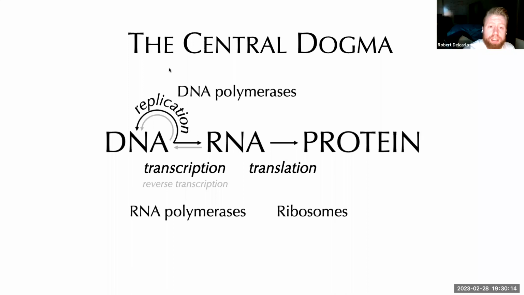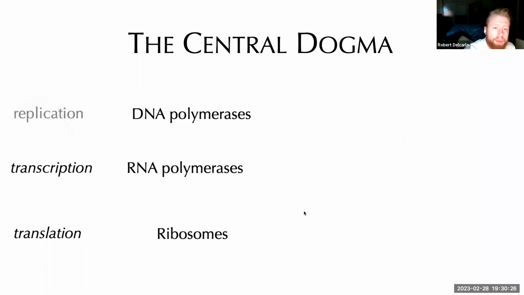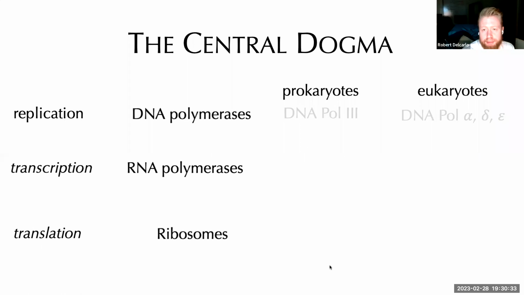These are all carried out by enzymes. Replication is carried out by DNA polymerases. Transcription is carried out by RNA polymerases, and translation is carried out by ribosomes, which are essentially amino acid polymerases. So if we put this in kind of a table format here, we can look at the differences and some nomenclature for the names of the enzymes here.